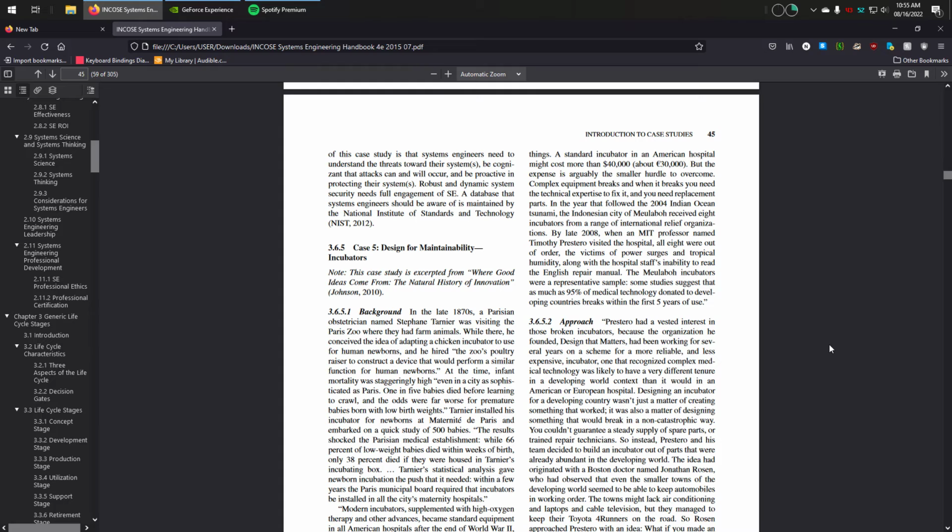Robust and dynamic system security needs full engagement of systems engineering. A database that systems engineers should be aware of is maintained by the National Institute of Standards and Technology.